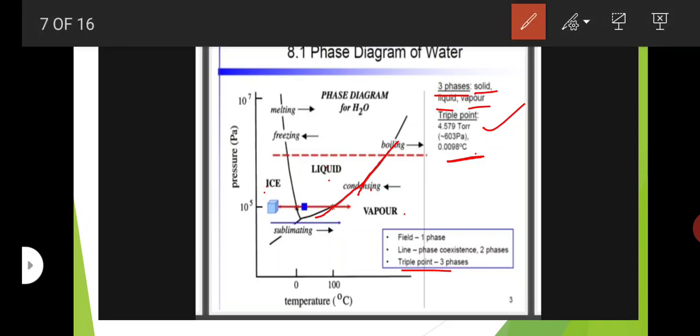but lines are having two phases. For example, here we are taking this line. This line is having two phases. What are they? A solid phase and liquid phase. If we take this line, this is also having two phases: liquid phase and vapor phase. Fields have a single phase, lines have two phases, and the triple point has three phases. This triple point area is having three phases at a time.